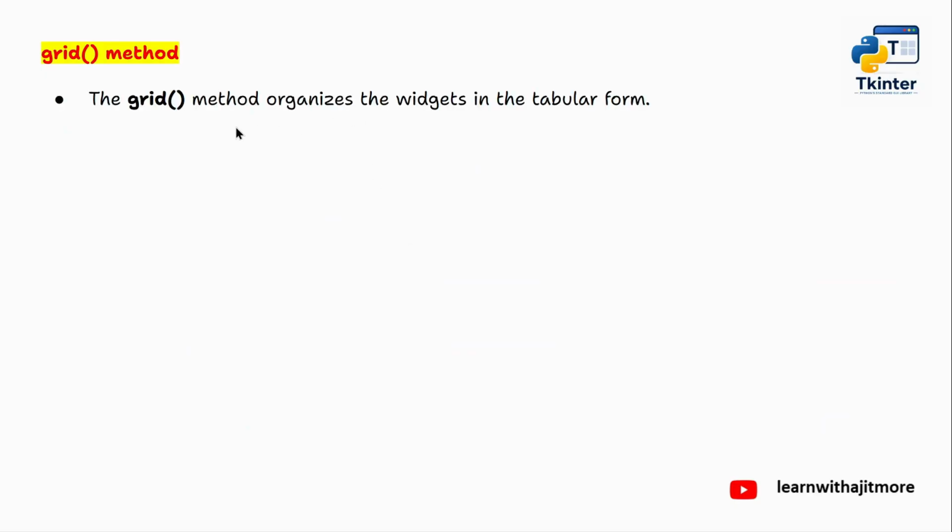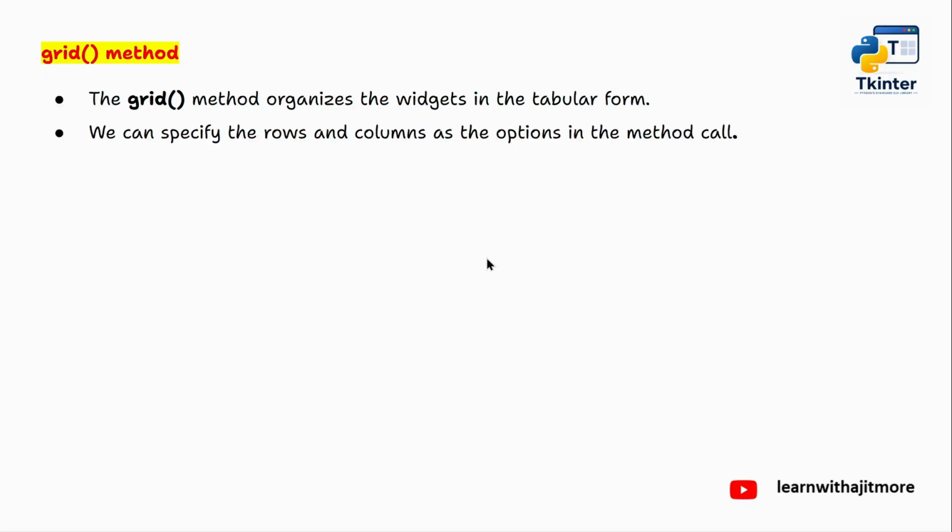Okay, see here. The grid method organizes the widgets in tabular form. Tabular means rows and column form. So whenever you're placing the widget, widget dot grid, round bracket. Who is going to call this method? That widget which is setting its geometry manager. So whichever widget is setting its geometry manager, that widget has to call it. So you have to pass the row number and the column number. Exactly at that row column, the widget is placed.